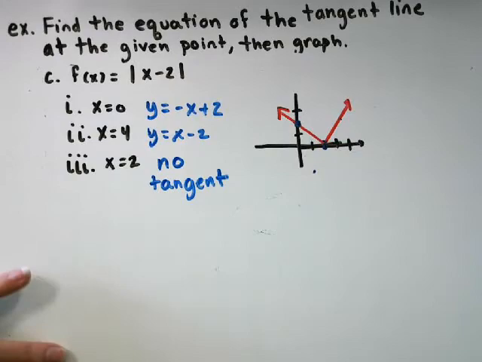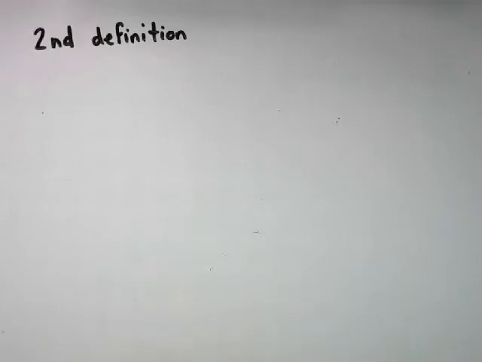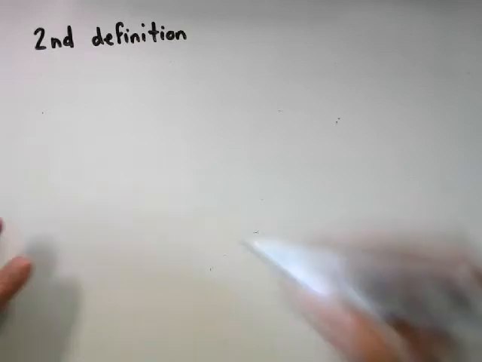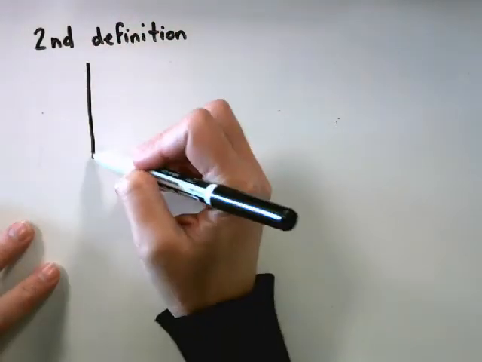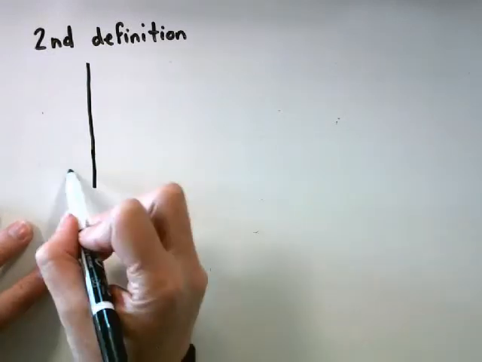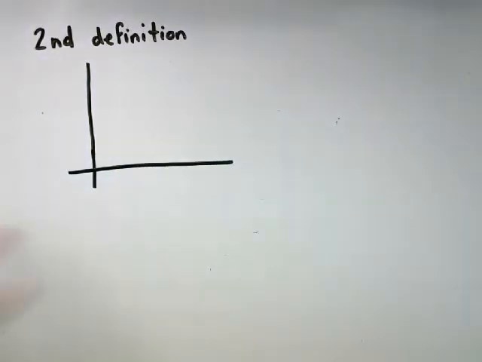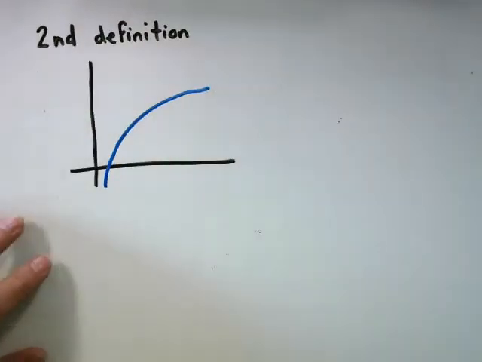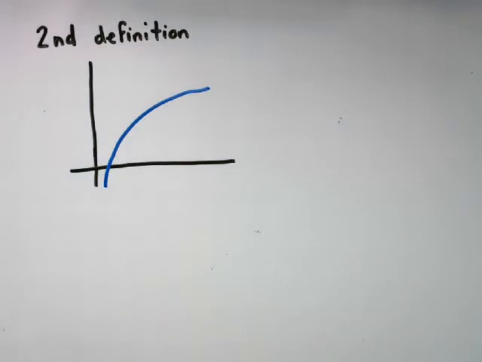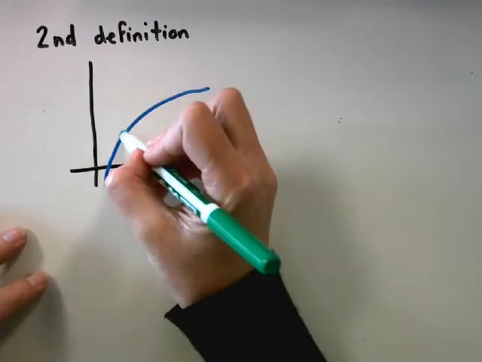Okay, we're gonna find a second definition for finding the slope of a tangent line. We're gonna illustrate this one. It's gonna be similar in its setup, but then it'll be a little bit different. So let's draw our curve again, and let's say I want the slope at this point here. I'm gonna call this x, which makes this f of x.